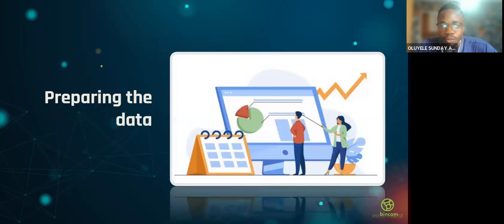So the next thing is preparing the data. Oftentimes when you collect your data, there are lots of things you need to do about it. You don't just feed the data to the model and expect to get predictions. This is where the job of a data scientist really comes into place. You need to prepare the data.